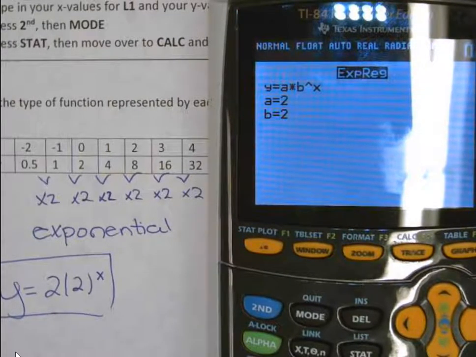Okay. Questions on number 1. Because it's the one with the exponent. B is the one with the exponent.